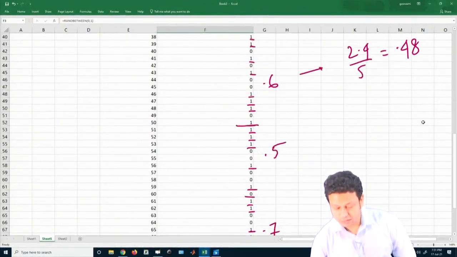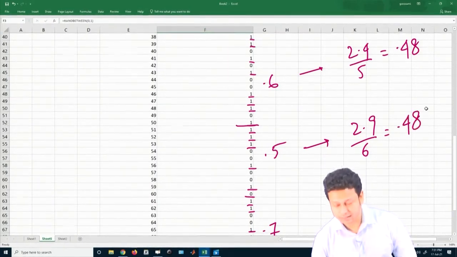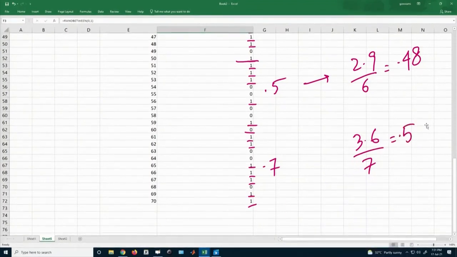All right. If I add 0.5 here, we are going to get 2.9 by 6, so that is going to give me 0.48 again, let us say. If I add this 0.7 here, I get 3.6 by 7, so it is 0.51.